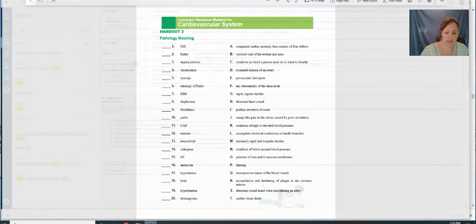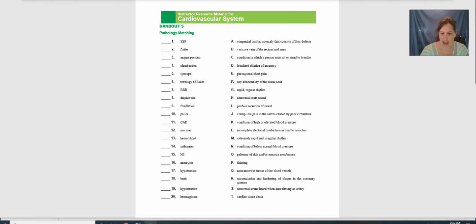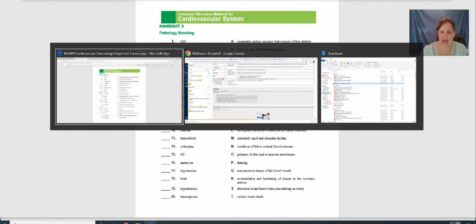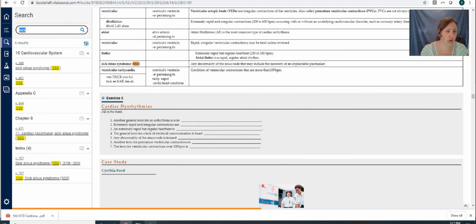So I go back over to the assignment and I look here, and guess what? I see right there, F, any abnormality of the sinus node. So SSS, sinus sick syndrome, is F. And see how quickly I found it in my textbook? Do one more. Okay. So I come back to my textbook and I'm going to look for the word flutter.